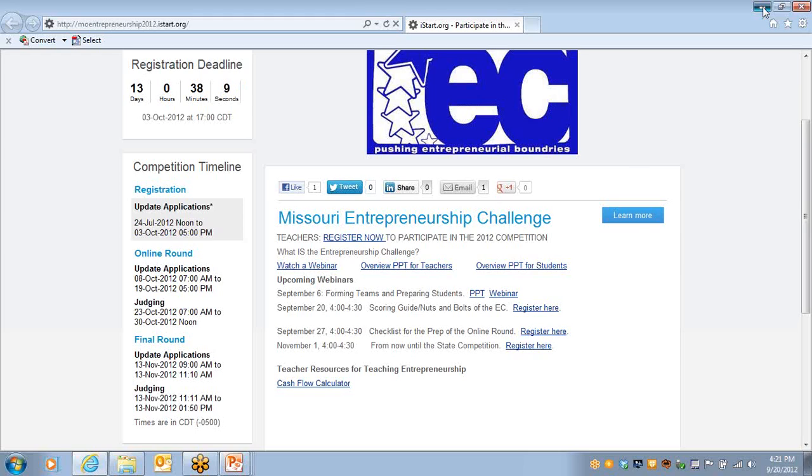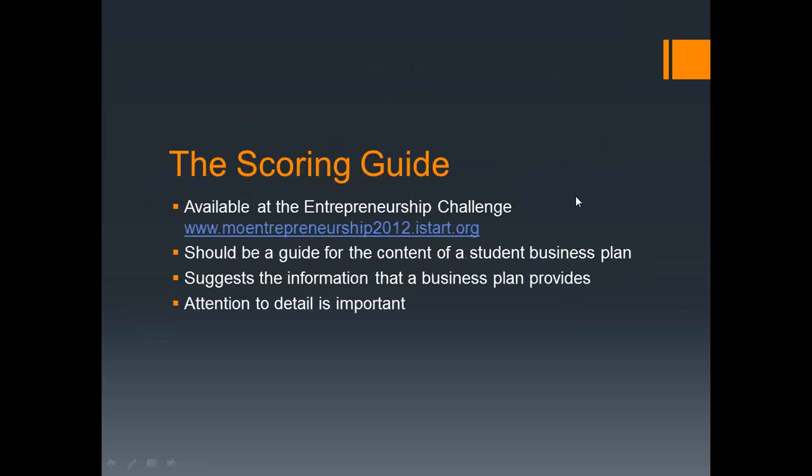In the scoring guide, like I just said, it's going to be available at Mo Entrepreneurship, and it should be up there tomorrow. We've been having some peer reviews, and we're waiting for one last reply. Then I'll make any adjustments that have been recommended, and we'll get it posted.